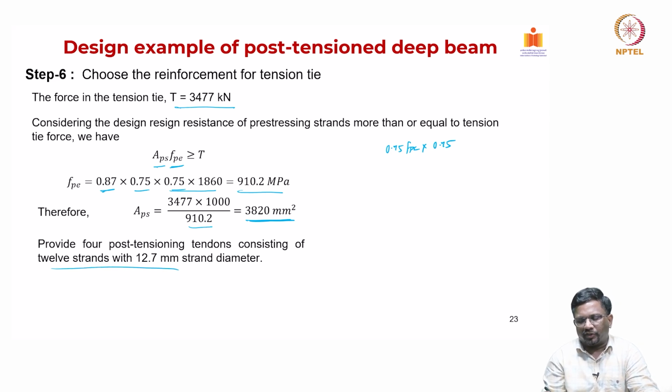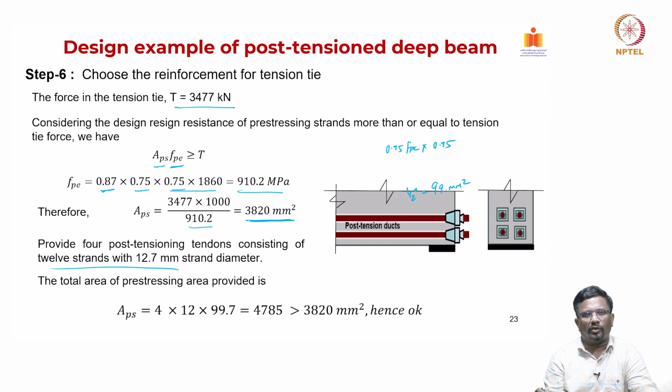So, 12 half-inch strands, you know that it is about 99.99 mm square, let us say, okay, half-inch strand, right. So, you can see that 12 strands will give me about 1200 mm square, and 4 of them, you are providing actually much higher than what is actually required, right. So, that is what we are doing. So, the provided area is 4785, which is much greater than 3820 that is required. So, hence it is okay.